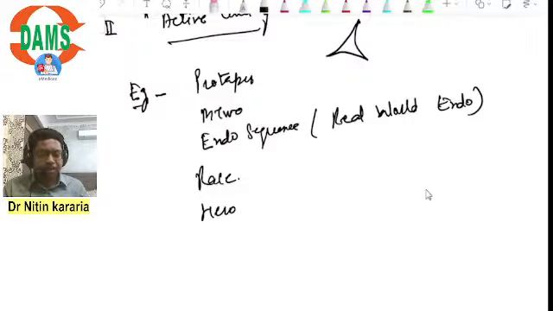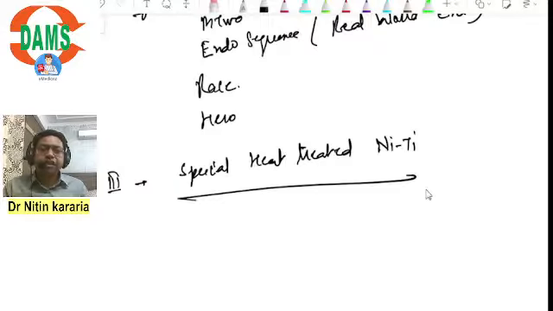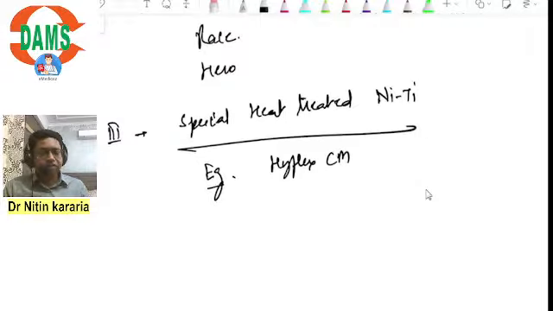very aggressively. The third type of instruments, they are special heat treated. They are special heat treated nickel titanium instruments. Special heat treated examples: Highflex, CM, okay, twisted file. These are prominent examples of special heat treated.